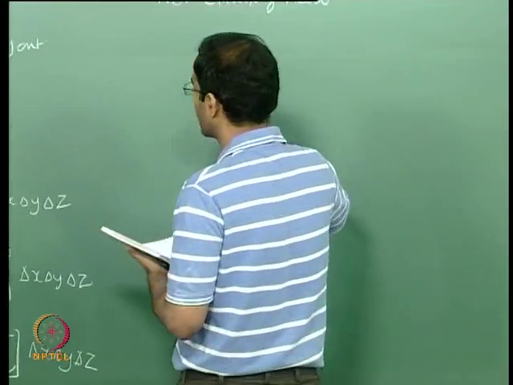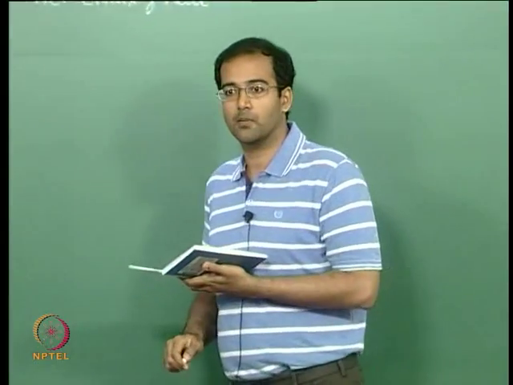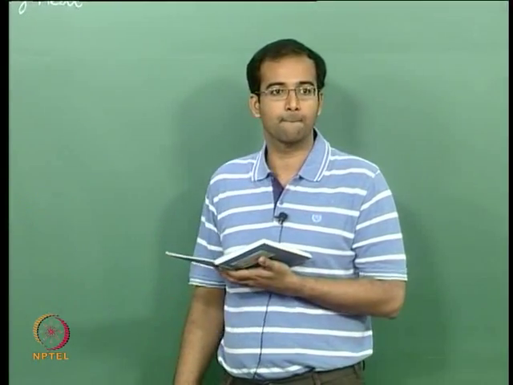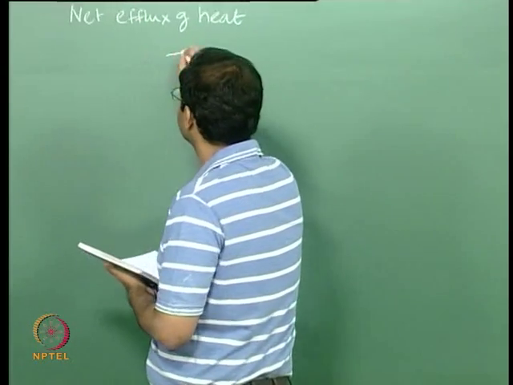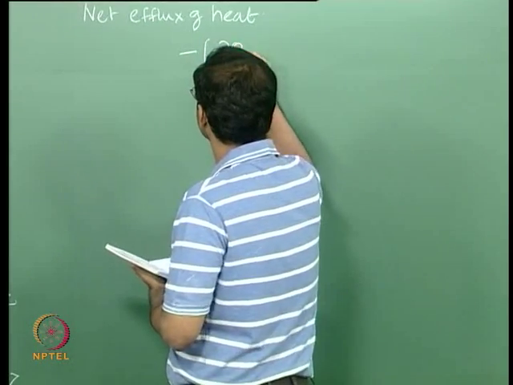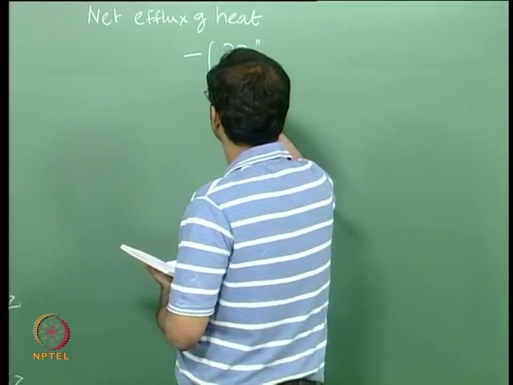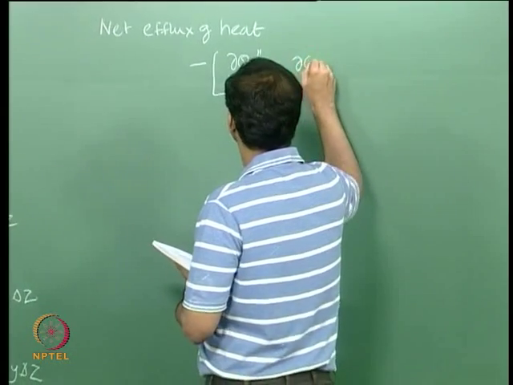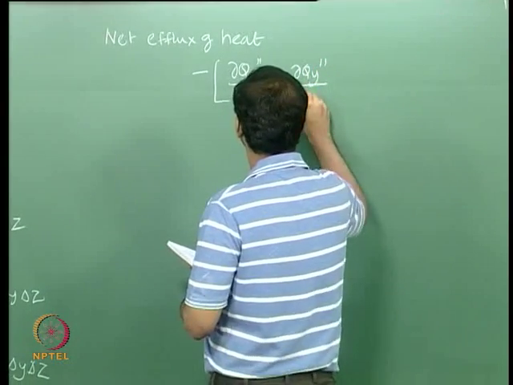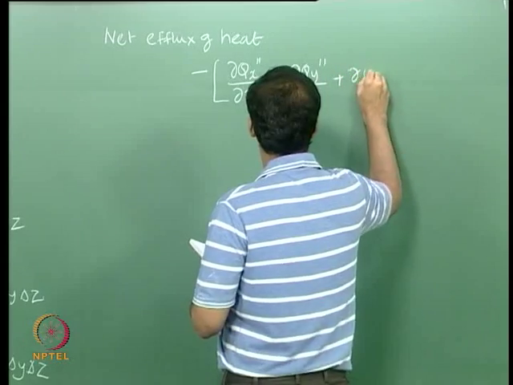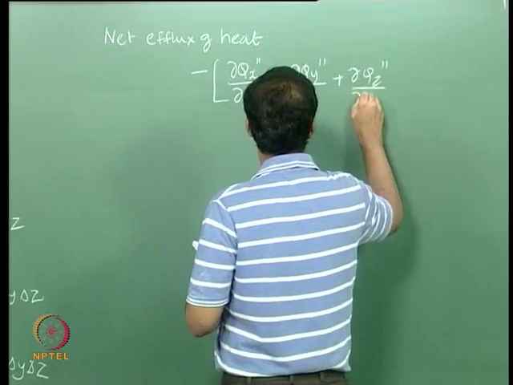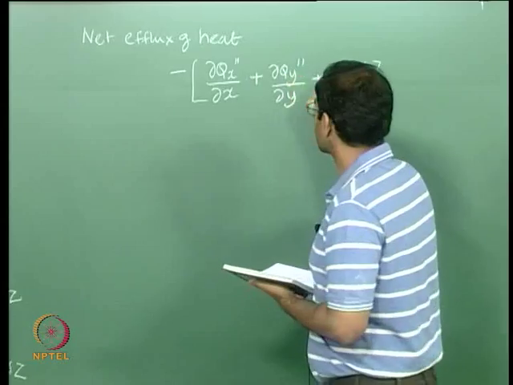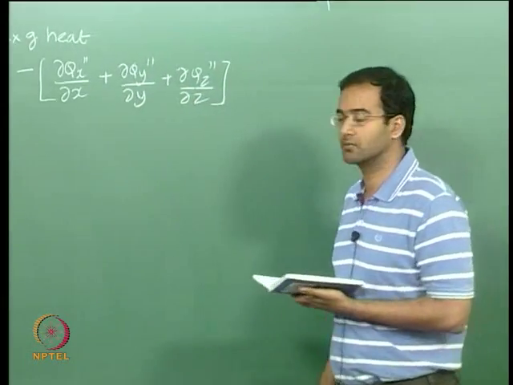okay, so let us write it down. Can you say probably how it should look? Minus of dq_x double prime by dx plus dq_y double prime by dy plus dq_z double prime by dz. So these are your fluxes into the volume finally.